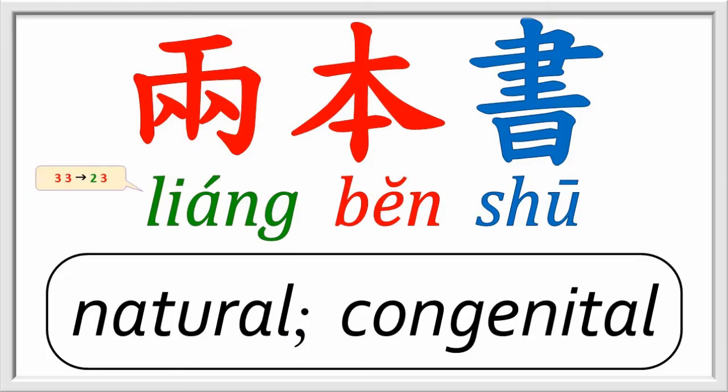This new character, 两, is used with measure words. 2 books would normally be expressed as 2本书, not 2本书.